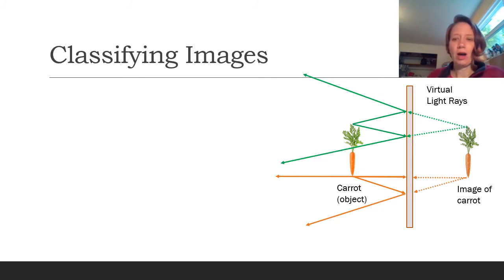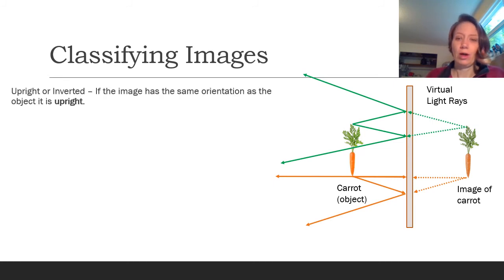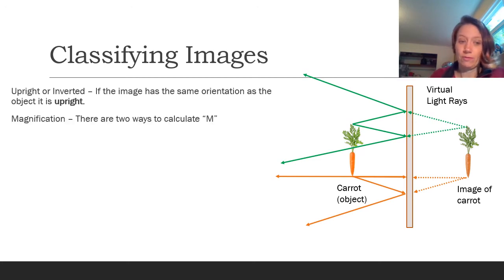Okay, so now that we've got our image created, how do we classify that image based on our ray tracing diagram? Well, of course, you can see very clearly whether the image is upright or inverted. We've got the top of the carrot at the top, the bottom at the bottom, so we've confirmed that it is going to be an upright image. Magnification, there's actually two ways to calculate magnification, or M.